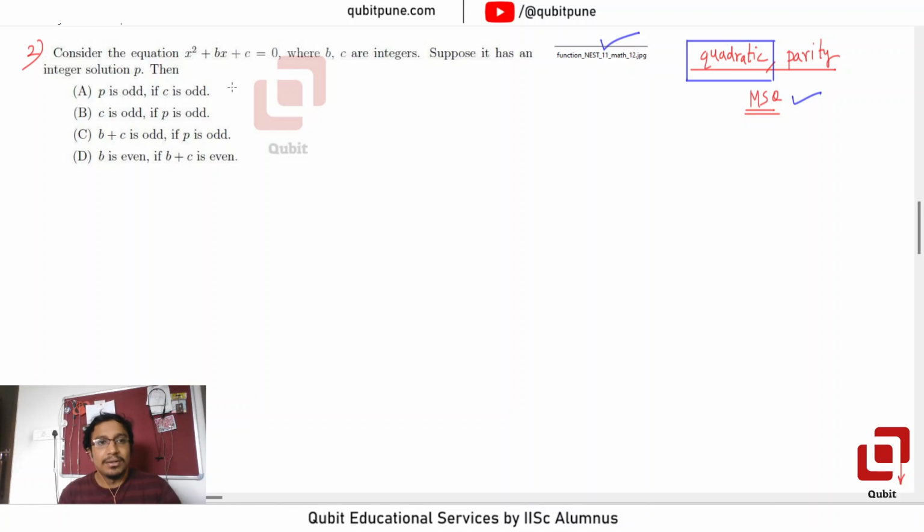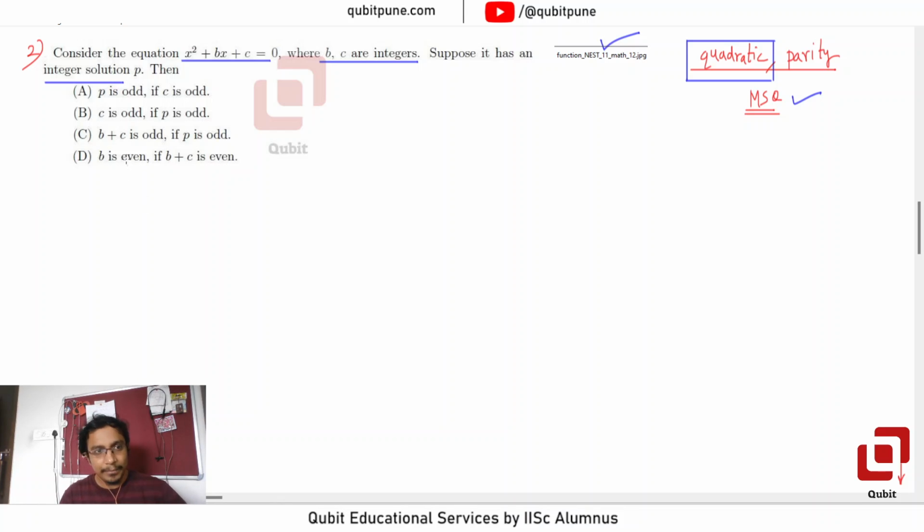Consider the equation x squared plus bx plus c equal to 0, where b and c are integers. Suppose it has an integer solution p, or root, one of the roots is p. Then option A, p is odd if c is odd. Option B, c is odd if p is odd. Option C, b plus c is odd if p is odd. Option D, b is even if b plus c is even.